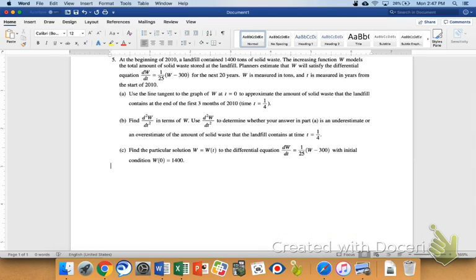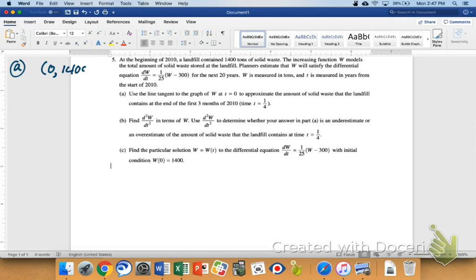We'll look at some scoring here too. Okay, so for A, kind of like the other one we looked at, it's asking for the equation of the tangent line. So what are the two things you have to have to do that? Yeah, and the point of tangency is what? 0, 1400.